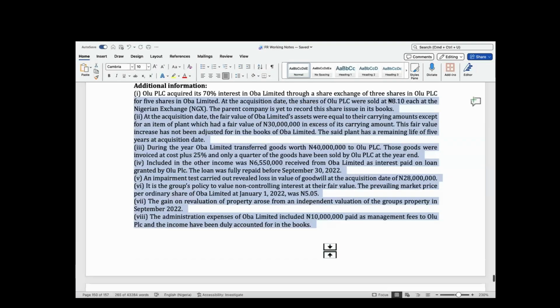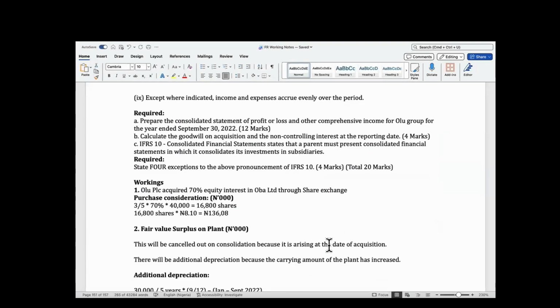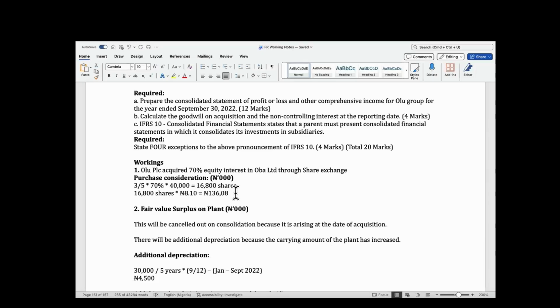Nothing new here at all, just everything we have mentioned. So let me just walk you through. First one, we acquired a 70% holding through share exchange. We are going to give the subsidiary's shareholders shares for our holding, 3/5 of every share we acquired. That's what they told us. A mistake you can make in the exam is to not remember to do it for every share we acquired. You will just go ahead and do 3/5 of 40,000, which is the total number of shares in the subsidiary.